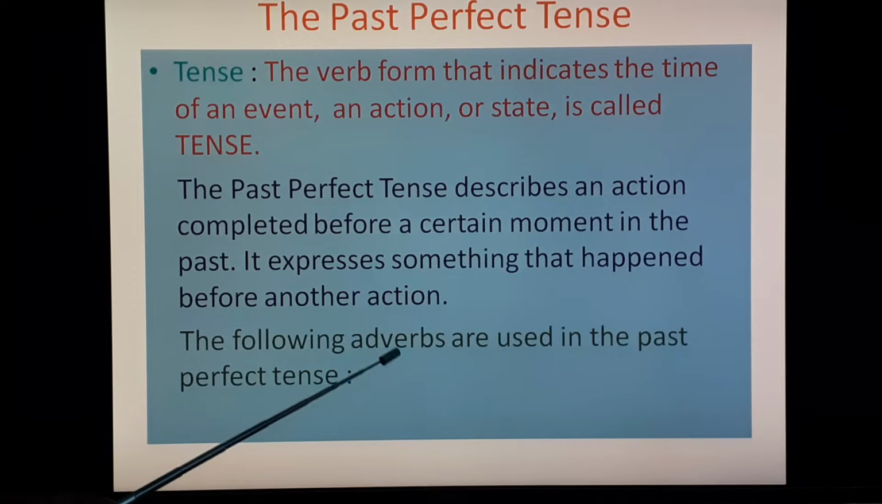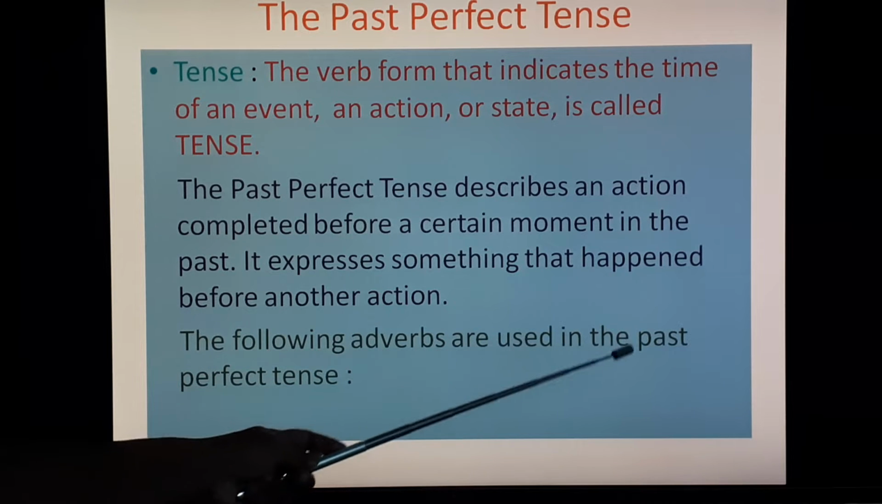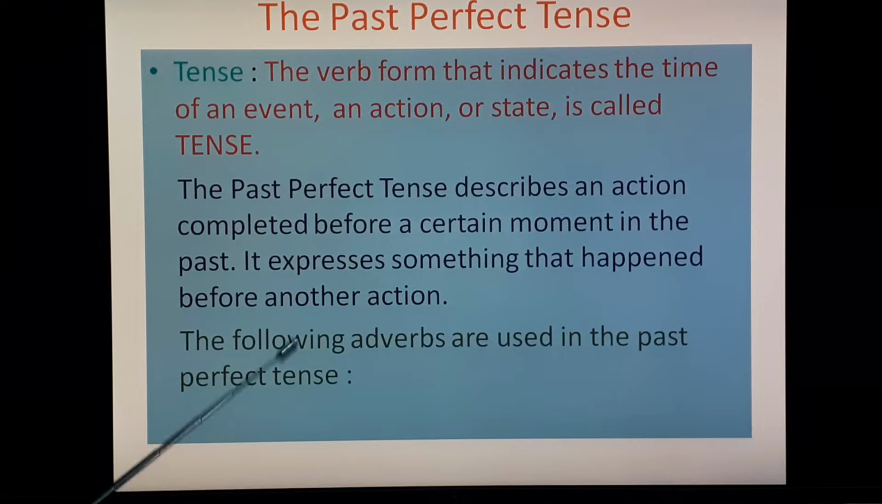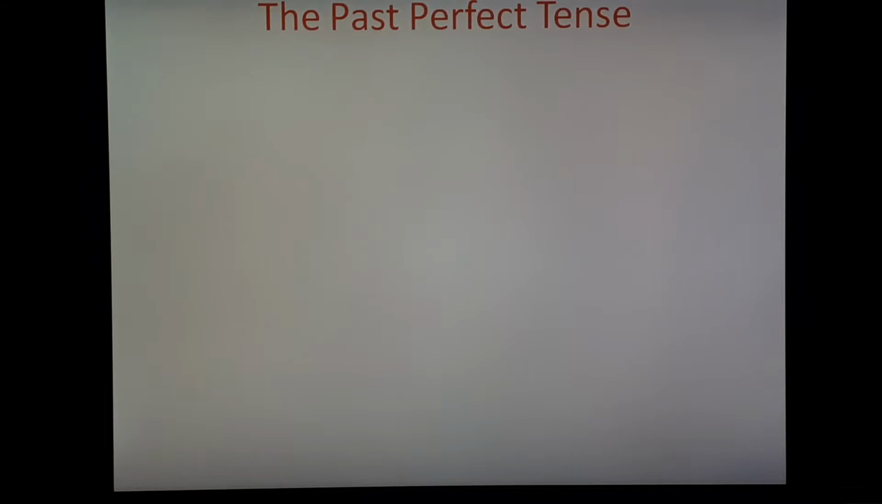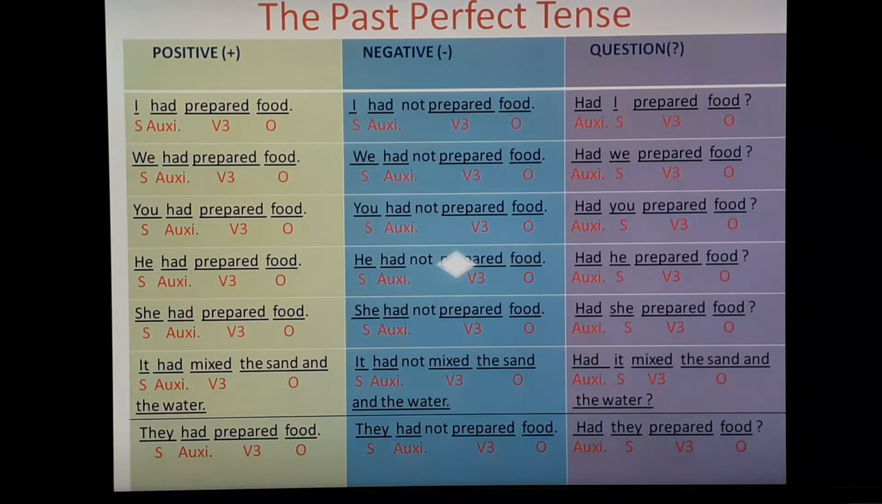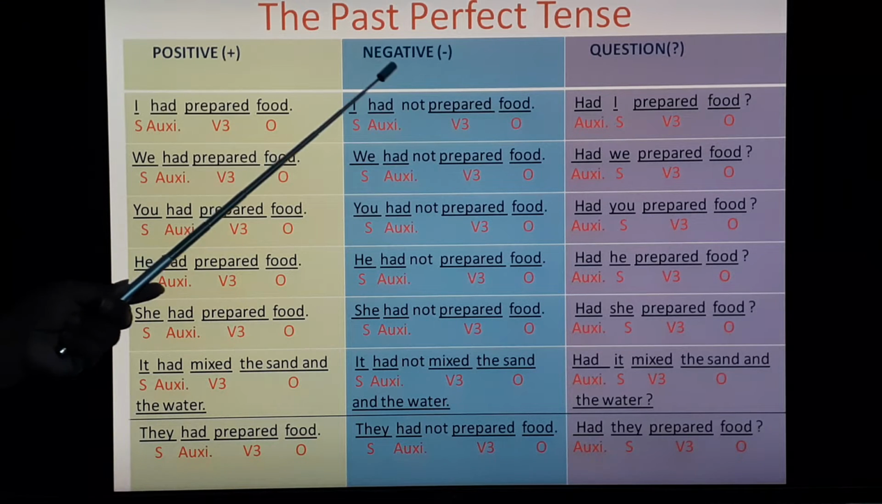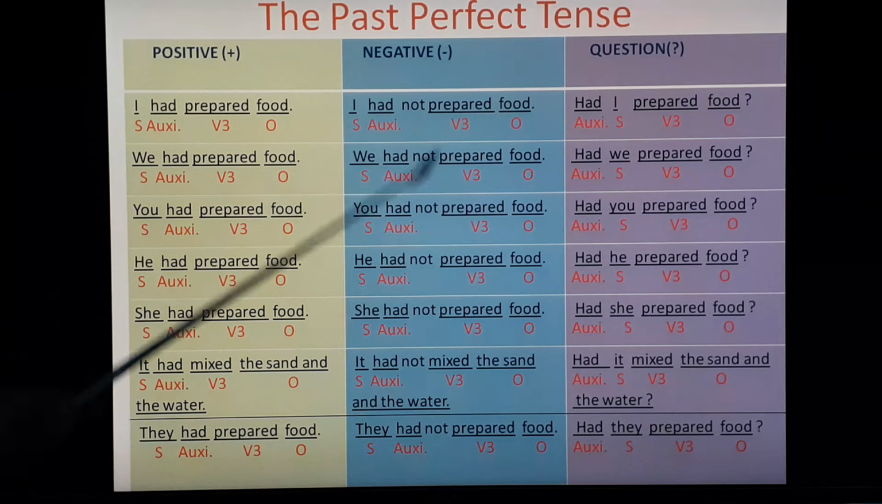The following adverbs are used in the past perfect tense: always, never, ever, still, just. Let's compare different sentence formations. First positive, then negative, and then interrogative.